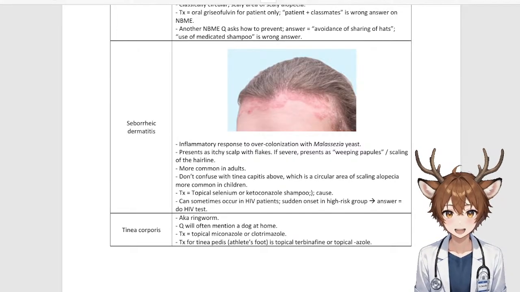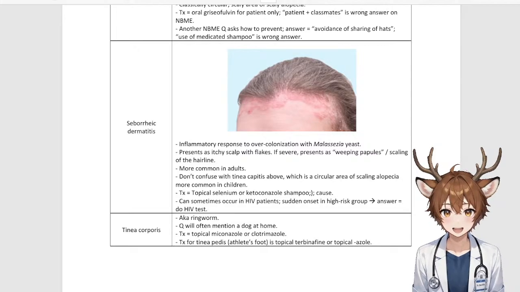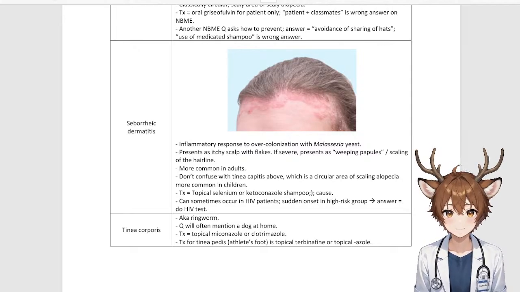Seborrheic dermatitis can sometimes occur in HIV patients, with sudden onset in a high-risk group. The answer should be do an HIV test. Interesting.